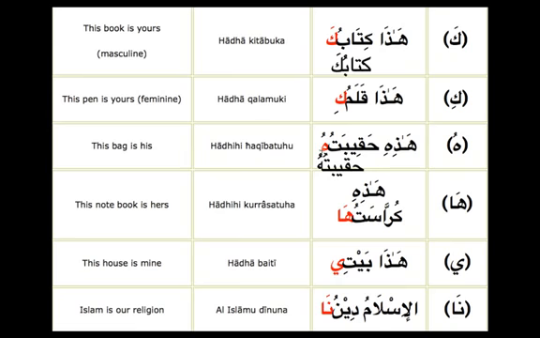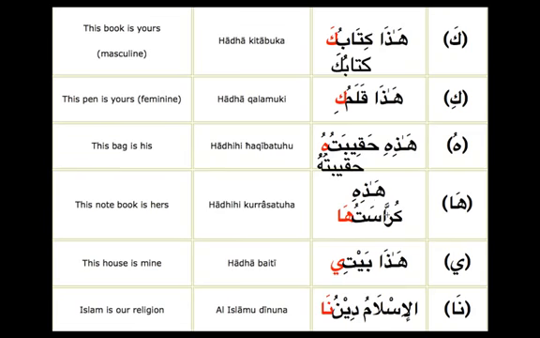Whenever we have an attached pronoun, we'll translate the pronoun first and then the noun. So that makes sense when you're translating and understanding. So we say hadihi haqibatuhu. We don't say this bag his. We'll say this is his bag.